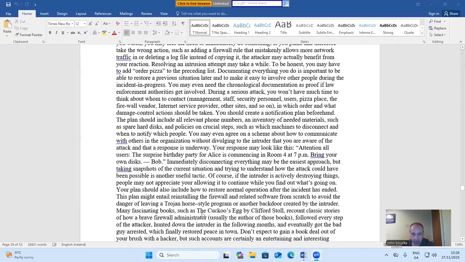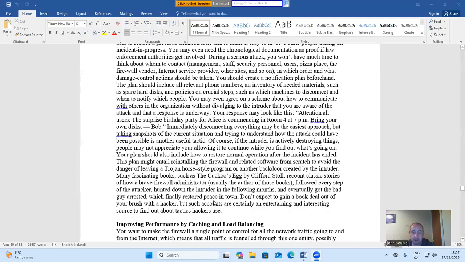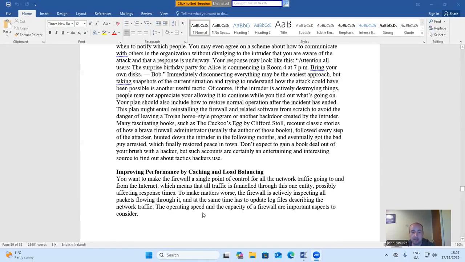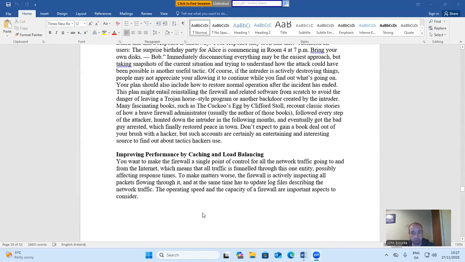Many fascinating books, such as The Cuckoo's Egg by Clifford Stoll, recount classic stories of how a brave firewall administrator, usually the author of these books, followed every step of the attacker, hunted down the intruder, and in the following months eventually got the bad guy arrested, which finally restored peace in town. Don't expect to gain a book deal out of your brush with a hacker, but such accounts are certainly an entertaining and interesting source to find out about tactics hackers use.